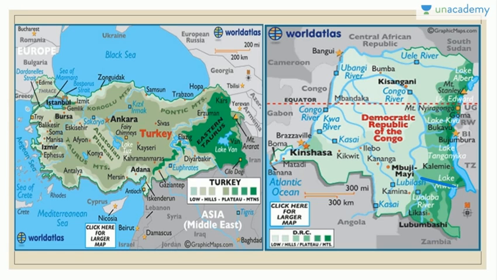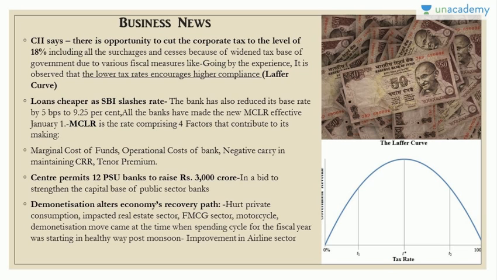Do read about this lake and let me know in the comment section below what you read about it. Very important lake, and otherwise you need to be aware of the neighboring countries: Congo, Angola, Zambia, Tanzania, South Sudan, Central African Republic as well. So African nations anyway are important for UPSC.